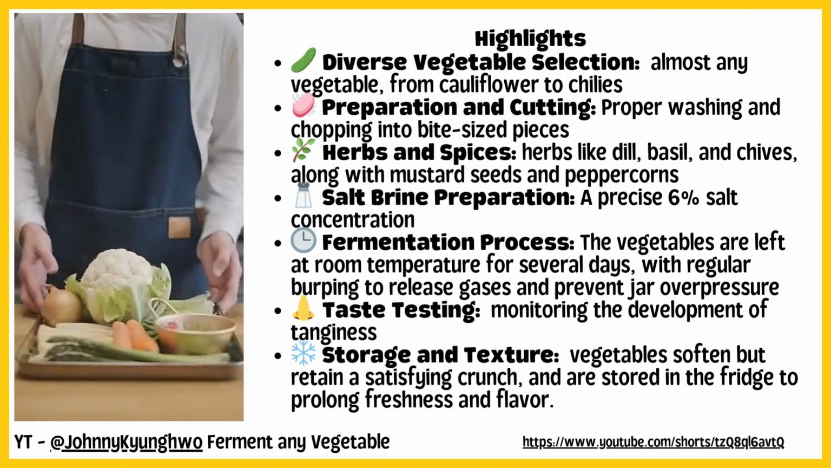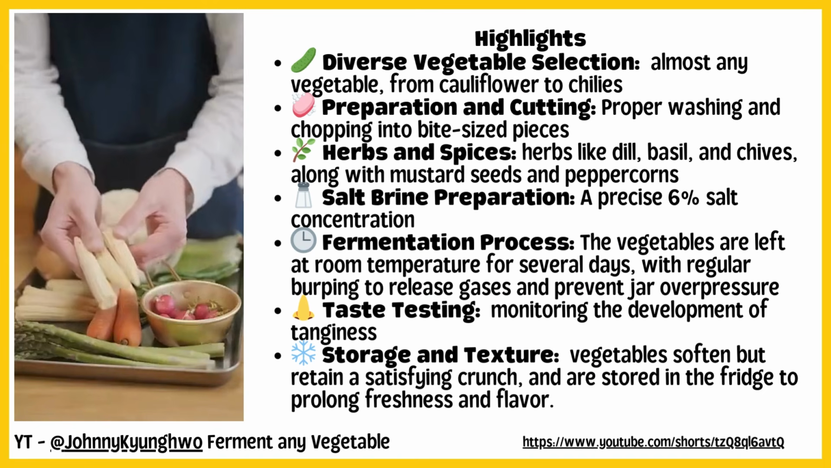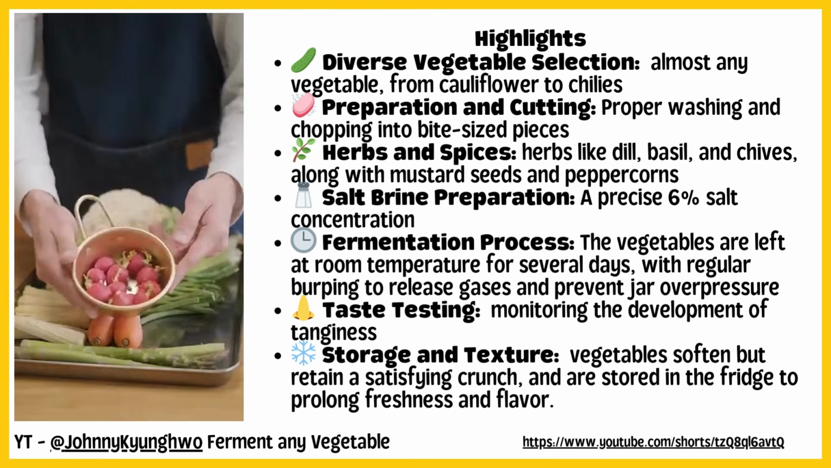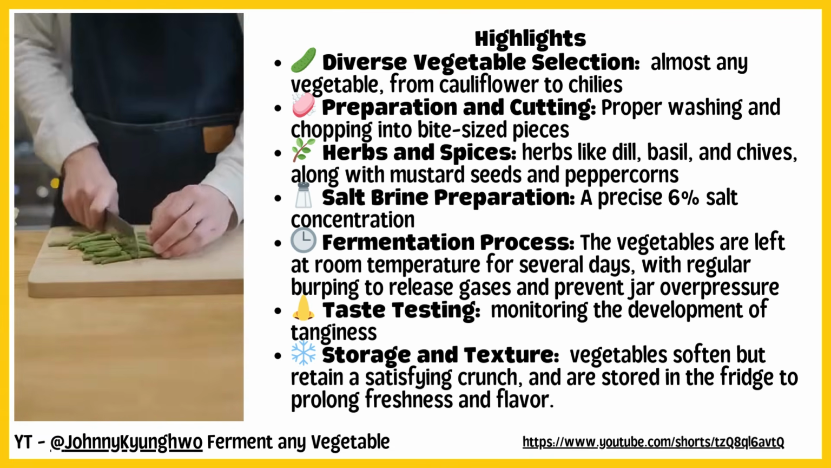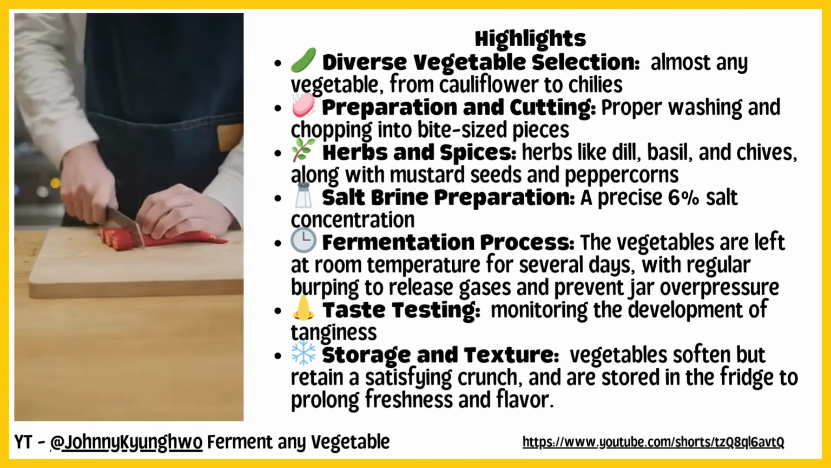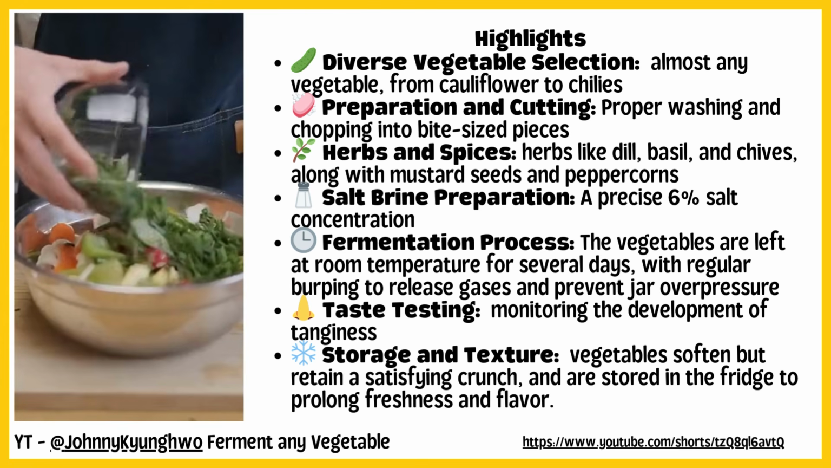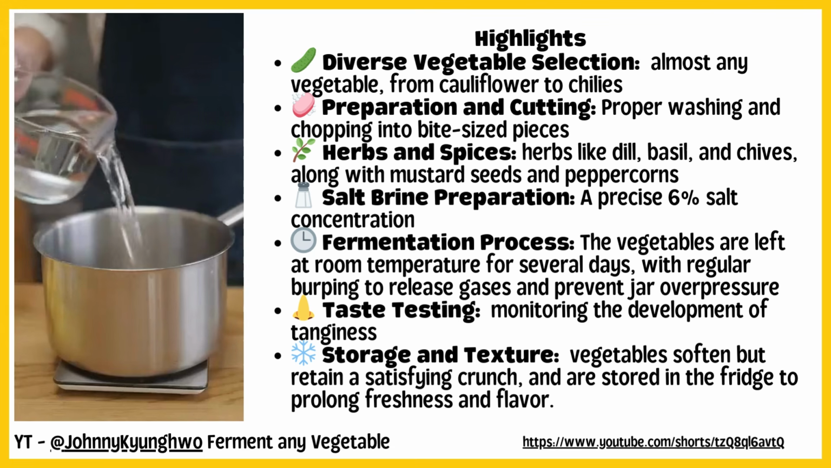I've got a whole collection of different vegetables here, from cauliflower, carrots, baby corn, celery, asparagus, radish, green beans, chilies, and garlic. And these are just things I saw and bought, but you can throw in all sorts of vegetables. I'm going to wash and cut all these up into smaller bite-sized chunks, and I also added some chives, dill, and basil. I also added some mustard seeds and peppercorns.